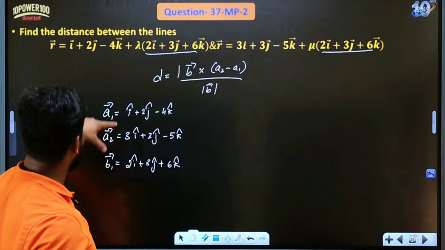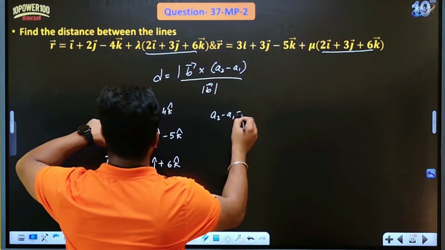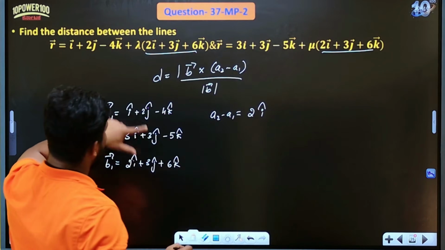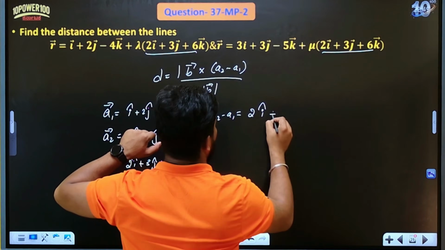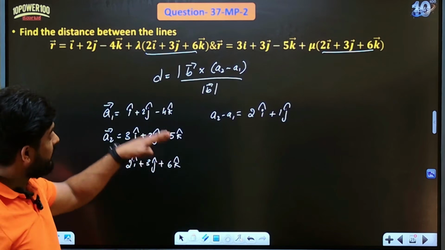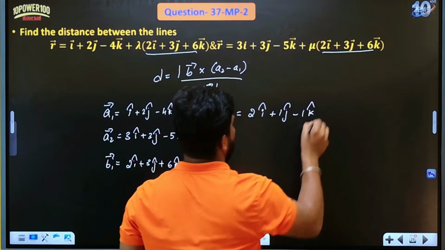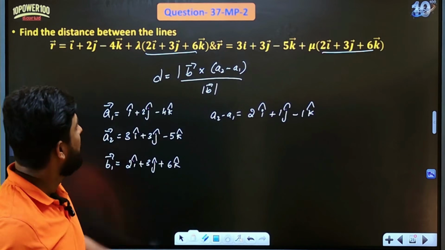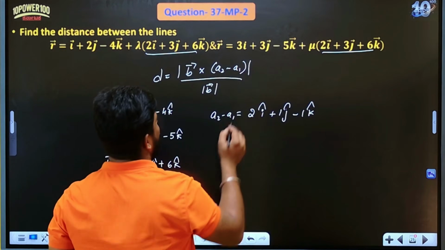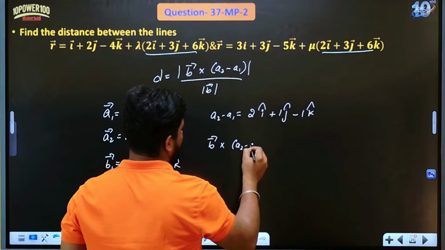So now let's do A2 minus A1. This minus this. A2 minus A1 is 3 minus 1, which is 2i cap. This minus this, 3 minus 2, is plus 1j cap. Minus 5 minus of minus 4 is minus 1k cap. So A2 minus A1 is done. Next we have to do B cross (A2 minus A1).